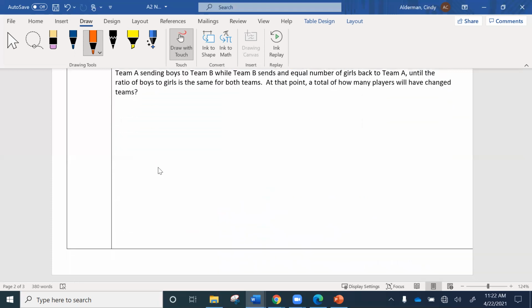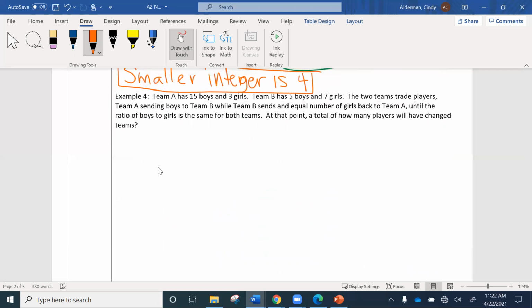All right, this next problem takes a little bit of diagramming. And it is a method of trial and error. So first, team A has 15 boys and 3 girls. We're actually going to write that down so that we can model what's happening. And how many girls does it have? It has 7 girls. Oh, no, 3 girls. Sorry. I was reading from the other problem. 15 boys and 3 girls.